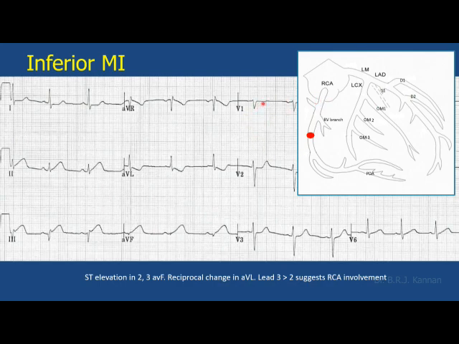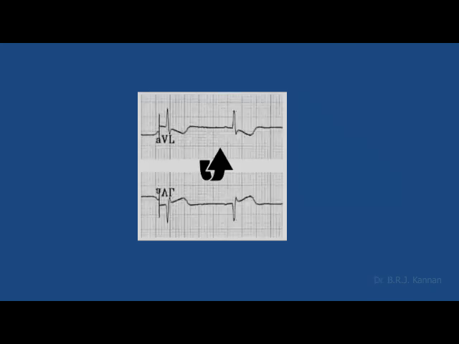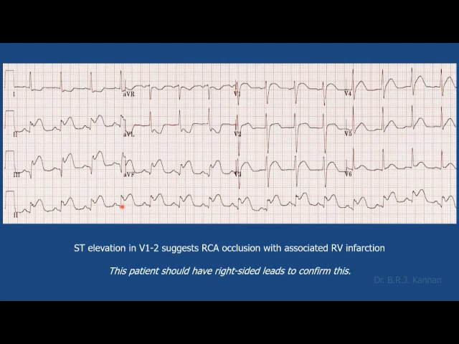See lead V1. V1 is very normal. V1, V2 are normal. There are changes only in 2, 3, aVF and lead 3 is more than lead 2. The site of occlusion is here in the right coronary artery. Now this is what I said as reciprocal change. In lead aVL, when you invert it, it looks like lead 2. See, ST elevation is there. The reciprocal change means it is exactly the opposite of the ECG recording in the lead which is diametrically opposite.